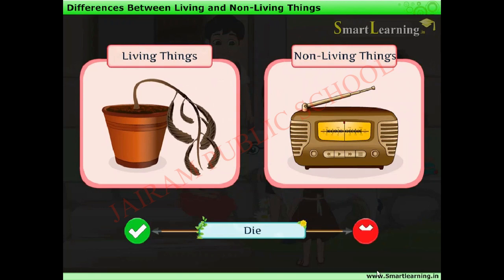So children, have you understood the video? So living things can grow, can move, can eat, can breathe, and they can die also. But non-living things, they won't do all these processes. Right.